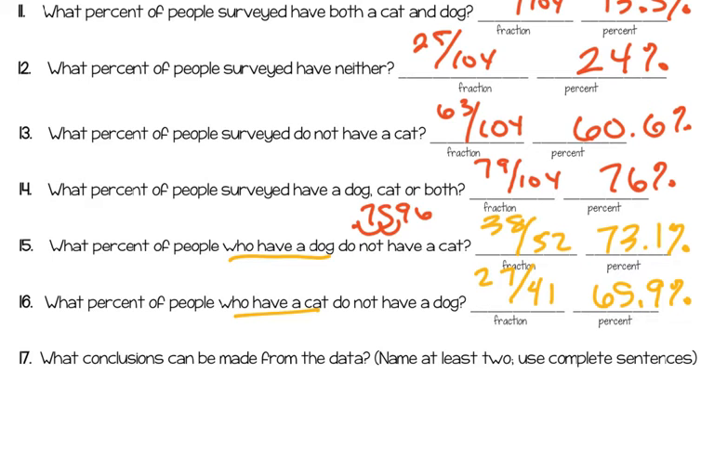Okay, number 17 is an important question. What conclusions can you make? Don't say things that we've already said, like 24% of people don't have a dog or a cat. We've already said that.